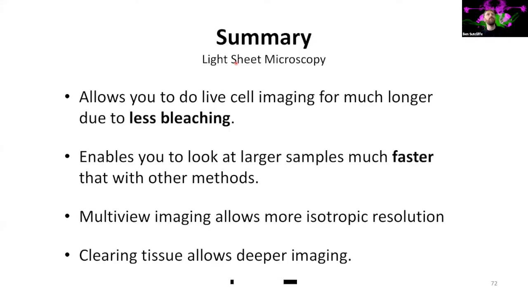So in summary for this part, light sheet allows you to do live imaging over much longer time periods with less photobleaching. You can look at larger samples much faster than with other methods. And with Multiview, you can get more isotropic resolution. We're going to have 3 different systems in the building to take lots of different types of sample. You can also do clearing to allow deeper tissue imaging, but then this is not going to be a live sample. It's only applicable for fixed samples.